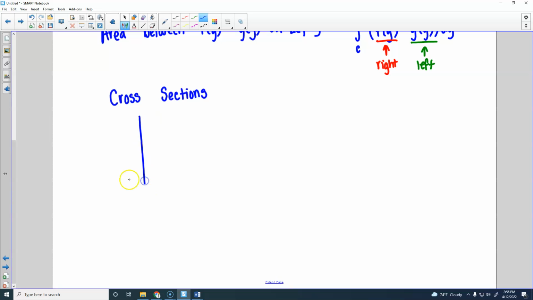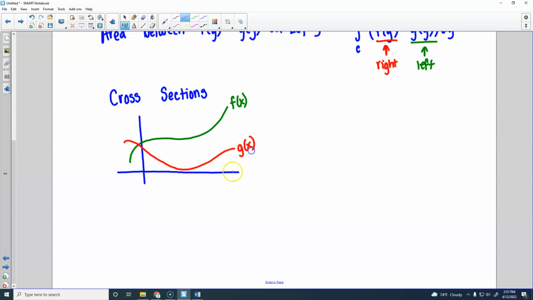So let's say I'm going to draw a graph, and let's say we've got this green function right here. I'm going to call it f of x, and the red function, I'm going to call it g of x. And let's do from A to B. So we'll be looking at this area right here.